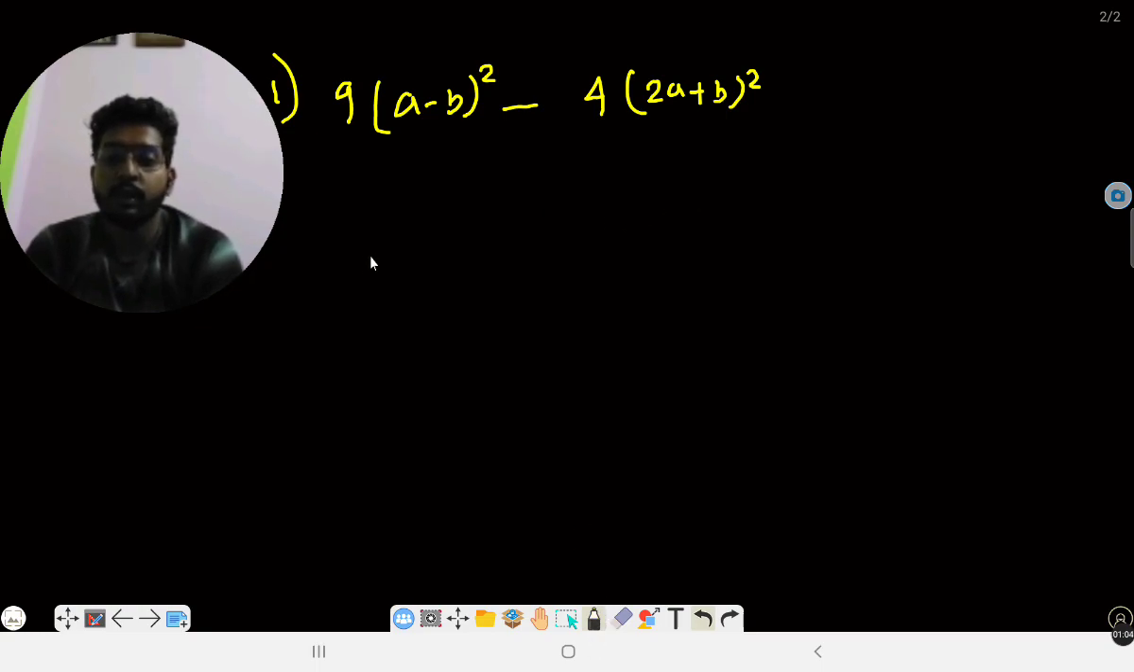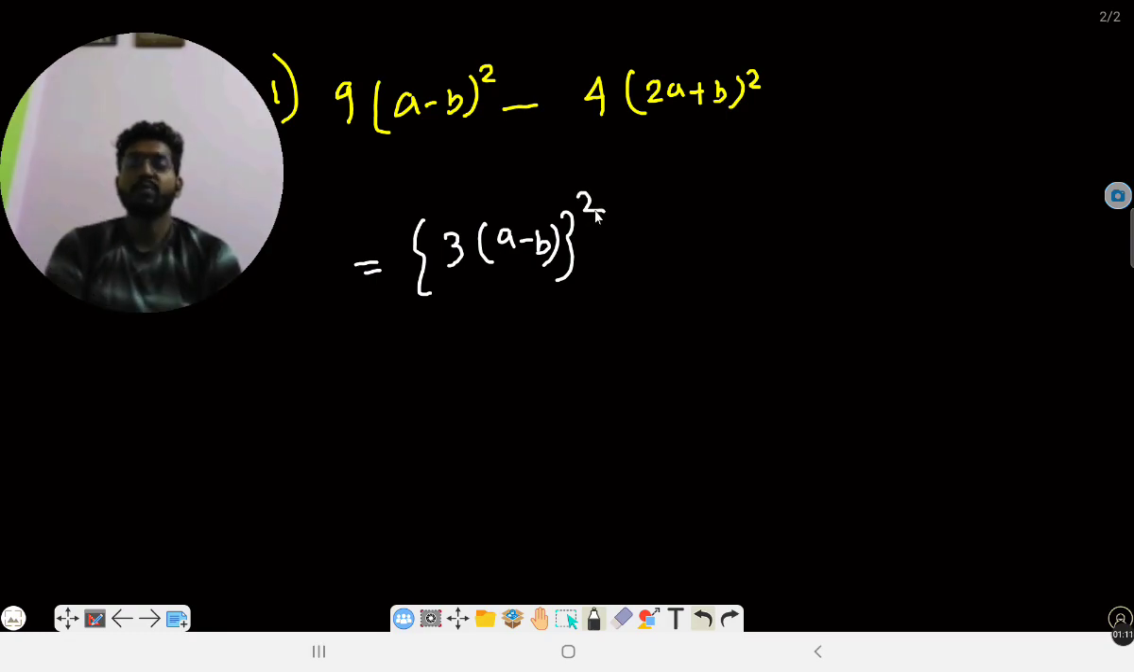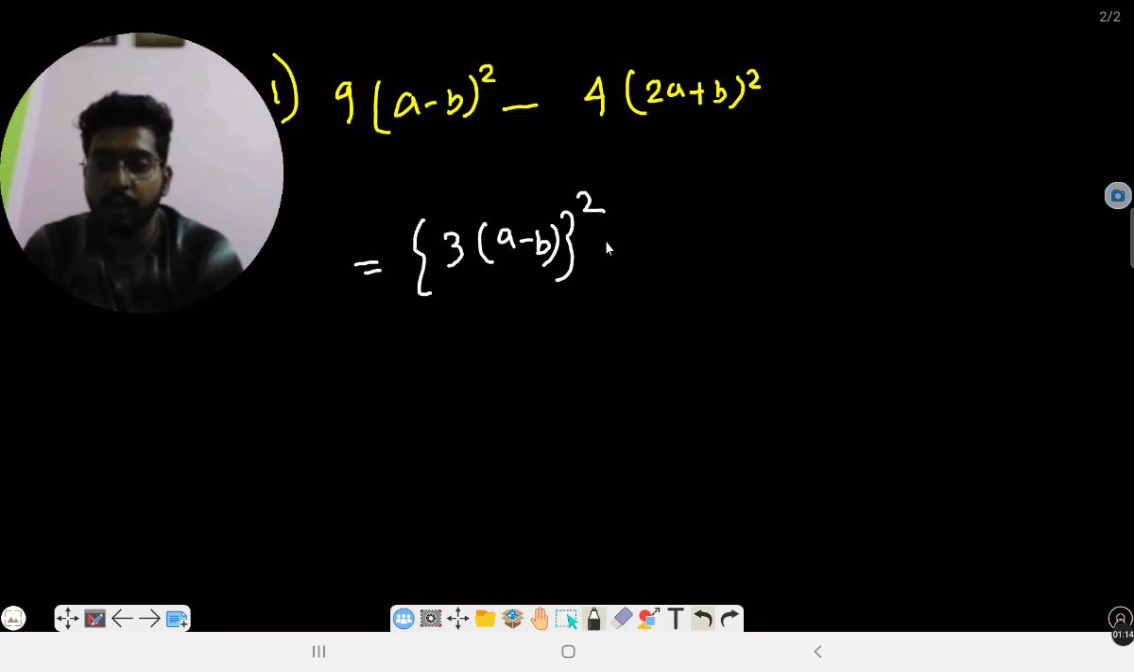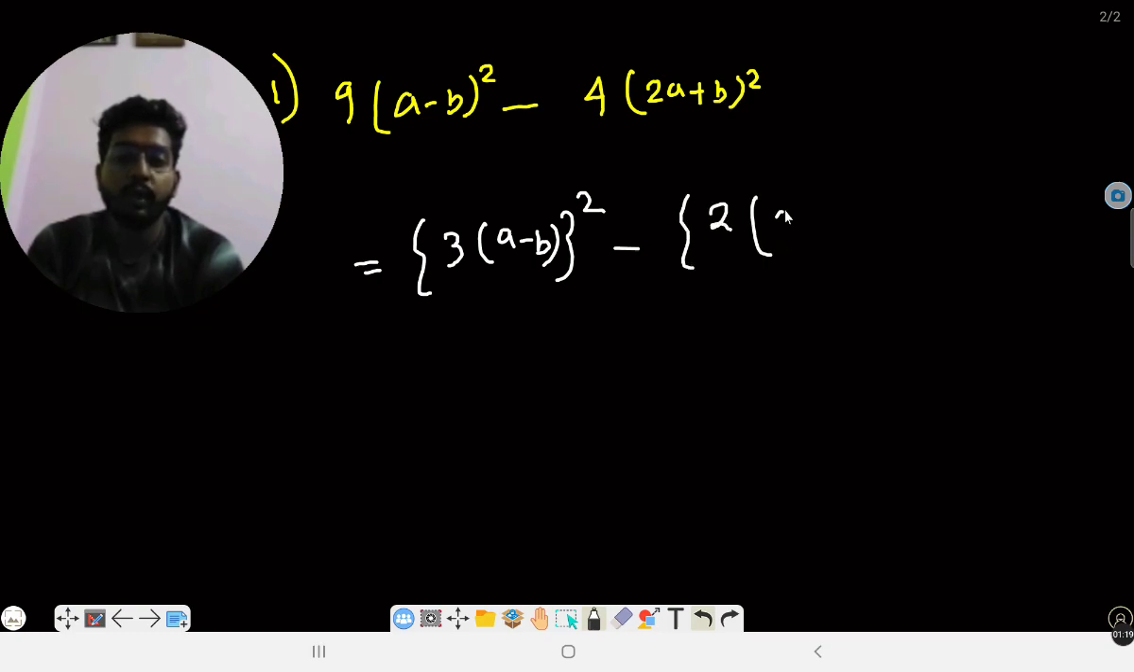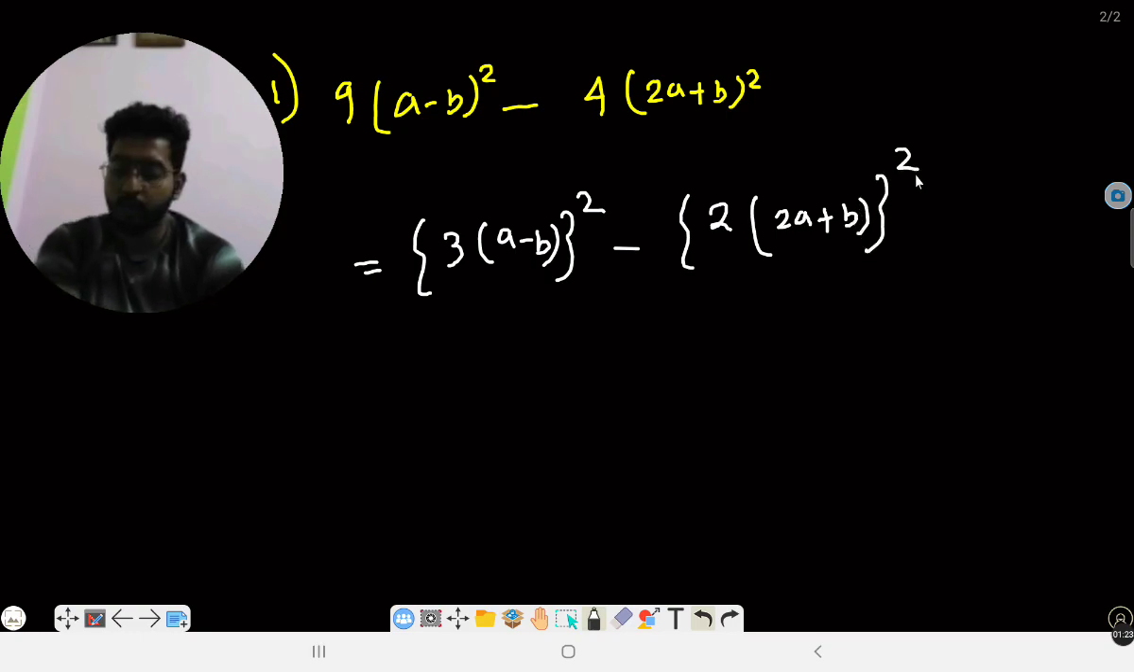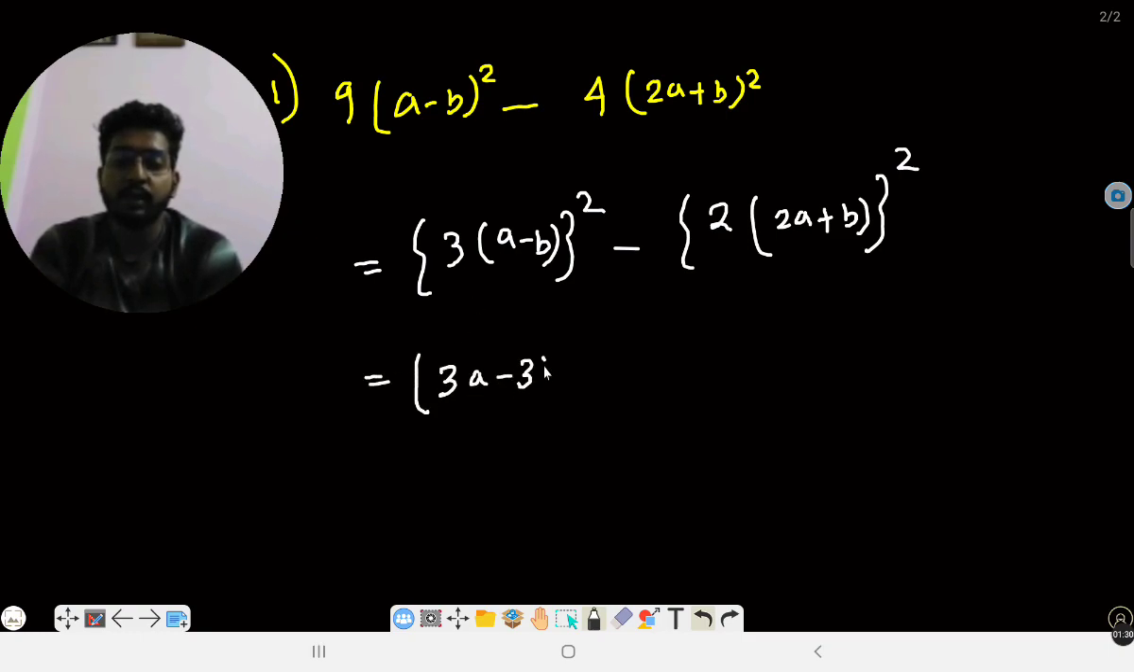So first we can see 9 can be written as 3 square, that means 3 into (a minus b) whole square form. Now 4 can be written as 2 square, that means 2 into (2a plus b) whole square. Now these will be multiplied. If I multiply these, that will become (3a minus 3b) whole square, and if I multiply these two, that will become (4a plus 2b) whole square, like this.